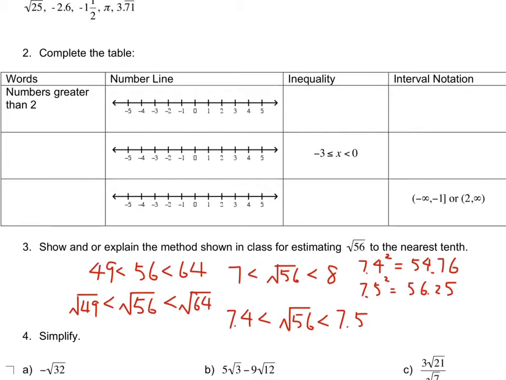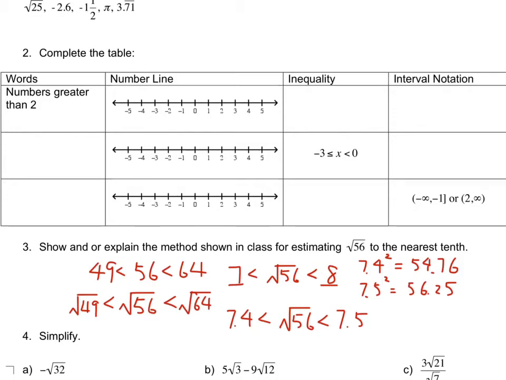Question number 3. Show and/or explain the method shown in class for estimating square root of 56 to the nearest 10th. As we explained in class, what's the next perfect square that's closest to 56? On the lower end, we have 49. On the upper end, we have 64. As we take the square root of 49, it turns out to be 7. The square root of 64 turns out to be 8. So we narrow the number down to the first digit.